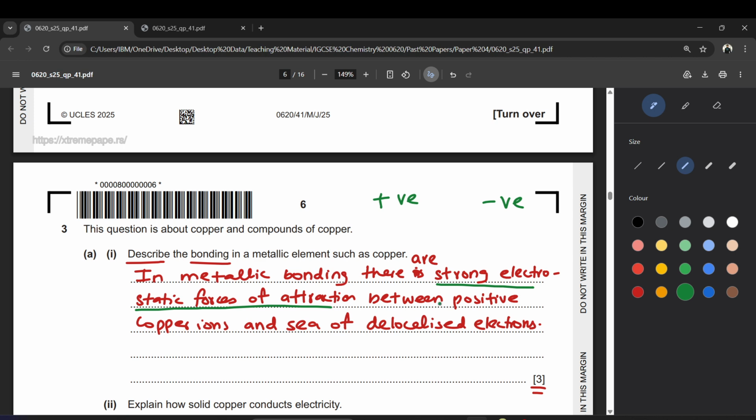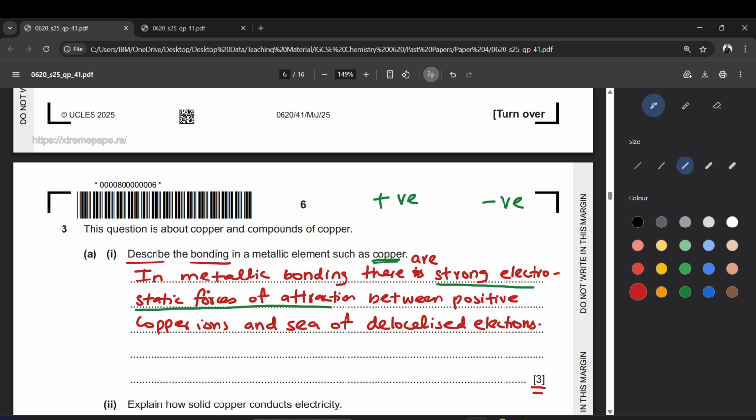So over here, what is positive? It is the metal ion. Now, because the question was specifically about copper, that is why I wrote copper ions. If it generally asks you to describe the bonding in a metal, then I would say between positive metal ions. And then you have a sea of delocalized electrons. What are delocalized electrons? These are the electrons that the metal atoms have lost. So now these electrons are traveling throughout the metallic structure.